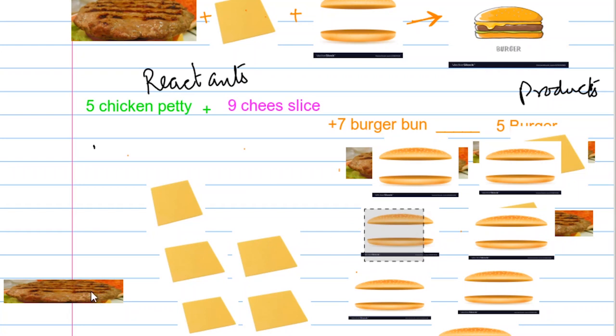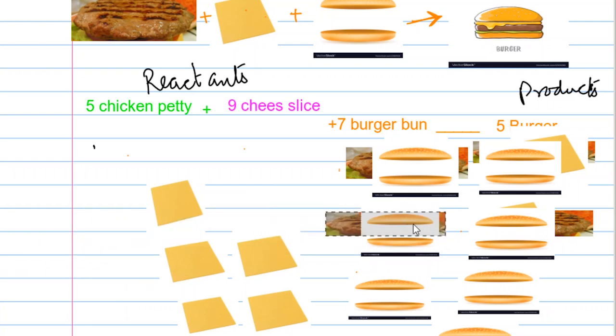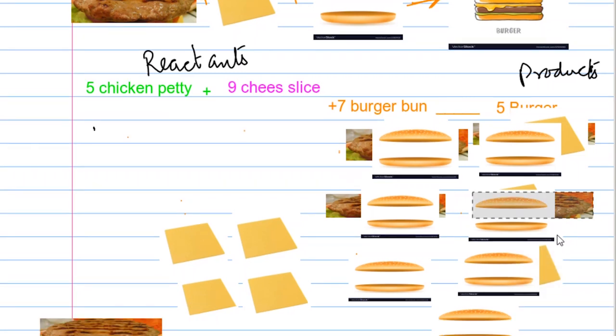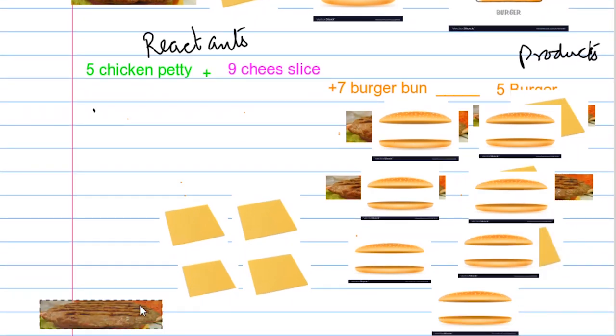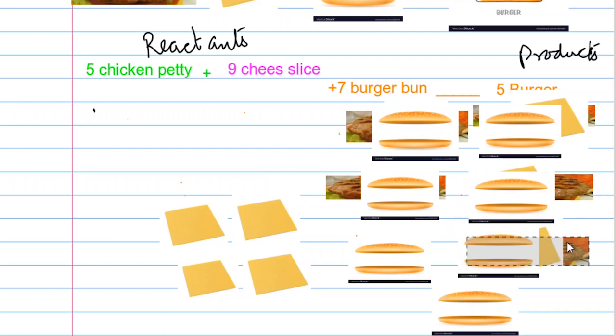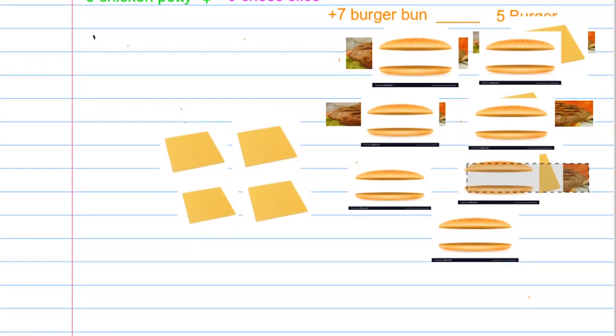The material for 3 burgers is ready. Another cheese slice, another burger bun. There are 4 cheese slices here and the last chicken patty will be inserted here. 1, 2, 3, 4 and 5. The material for 5 burgers is there. The rest are 4 slices of cheese and 2 burger buns, which will be left behind. The amount left behind is in excess.